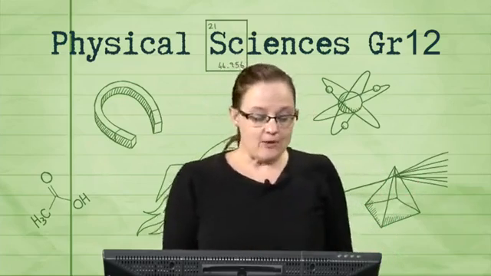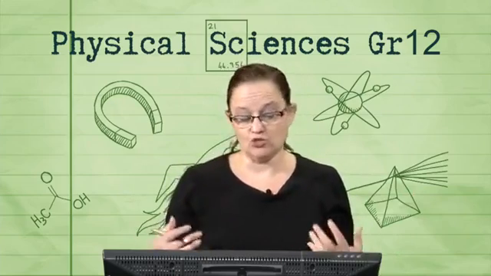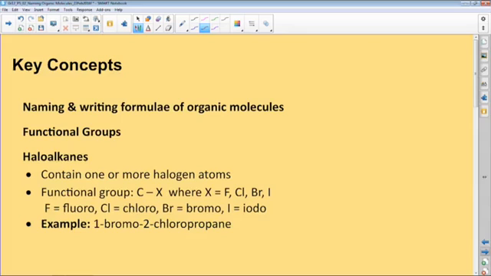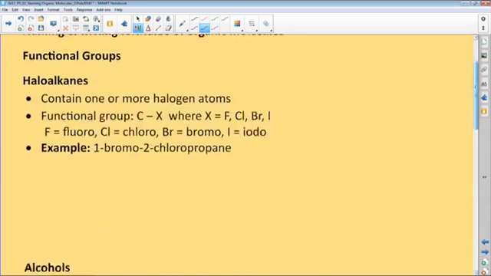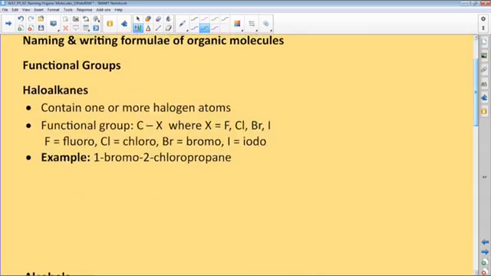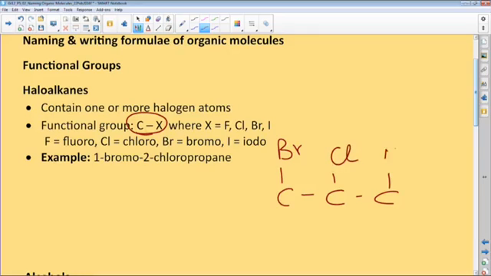Then we get to the next functional group, which is your haloalkanes. A haloalkane means that it has a halogen in it, and the functional group is carbon bonded to an X. The X represents any of the halogens: fluorine, chlorine, bromine, iodine. We'll talk about the naming in a second. My example is 1-bromo-2-chloropropane, which looks like that. Basically, in place of a hydrogen, I have placed a halogen. So that's my haloalkanes.